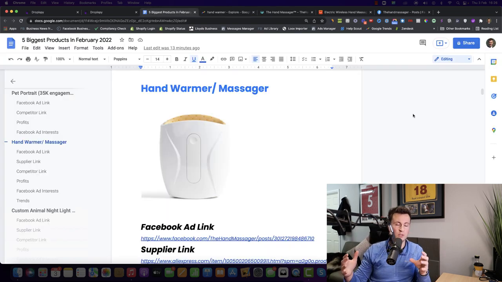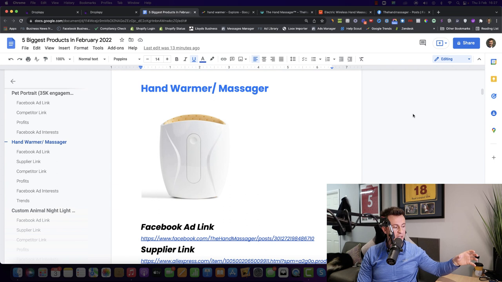Moving on to product number two, which is one of my favorite products I've found in the last few months, is definitely this hand warmer slash massager. Again, it's a great product that is just perfectly suited for the average demographic on Facebook. As I mentioned earlier on in the video, the average user on Facebook is getting older and older. And as people get older, they tend to develop different health conditions, such as arthritis and things like that. And this product has been built to help serve those people.